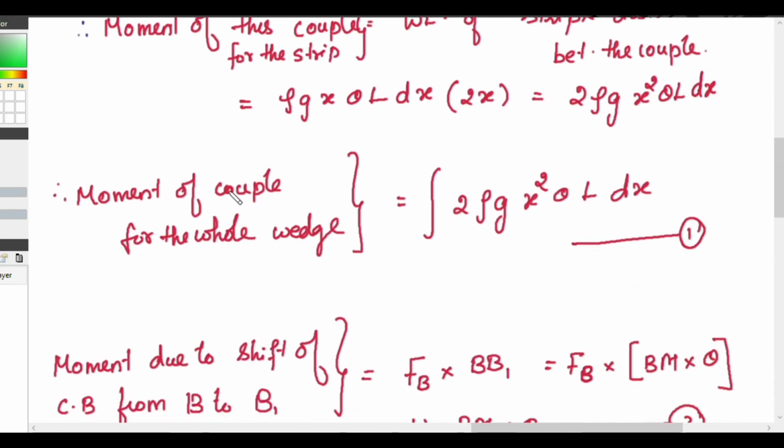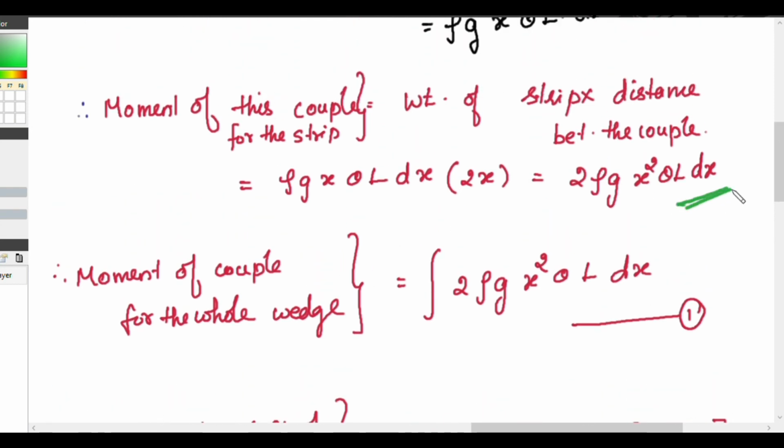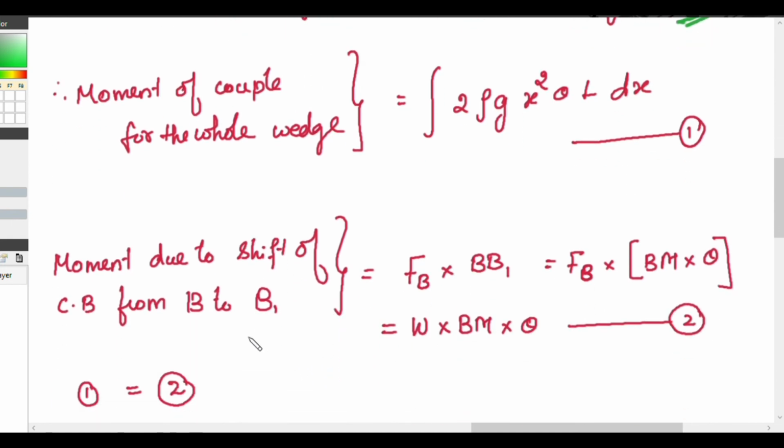Now the moment of couple for the whole wedge. This is the moment of the couple for the stripe. For the whole wedge you integrate it, so you get the integral of 2 rho g x square theta L into dx. This is our equation number 1, that is the moment of couple for the whole wedge.